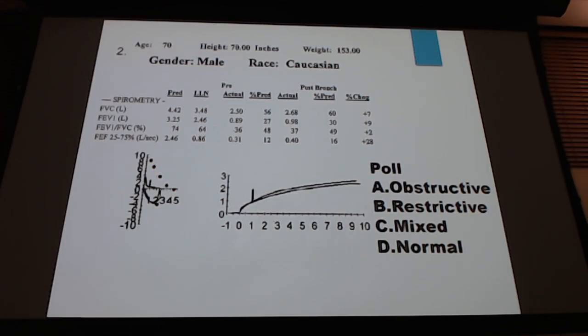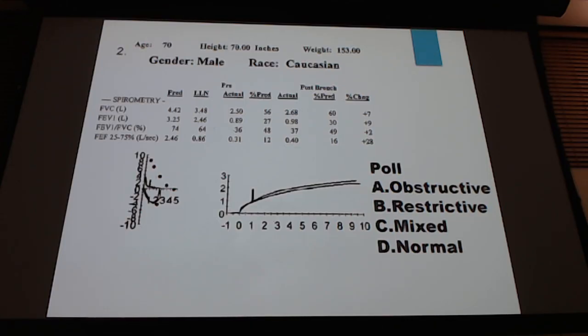Next one is a 70-year-old male. So FVC, normal or decreased? Decreased. So we know we have either B or C at this point. FEV1, FVC, decreased or normal? So the answer is A, B, C, or D? C. Good. Next. So this patient, we will send for Pulm PFTs.